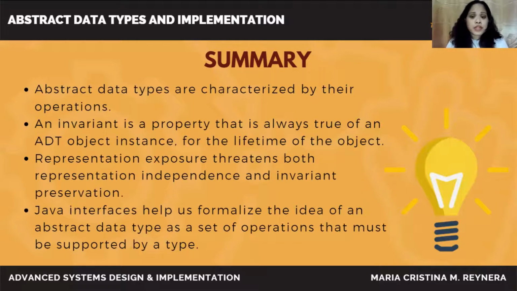Representation exposure threatens both representation independence and invariant preservation. Java interfaces help us to formalize the idea of abstract data types as a set of operations that must be supported by a type. With this summary, these ideas connect to our three key properties of good software.